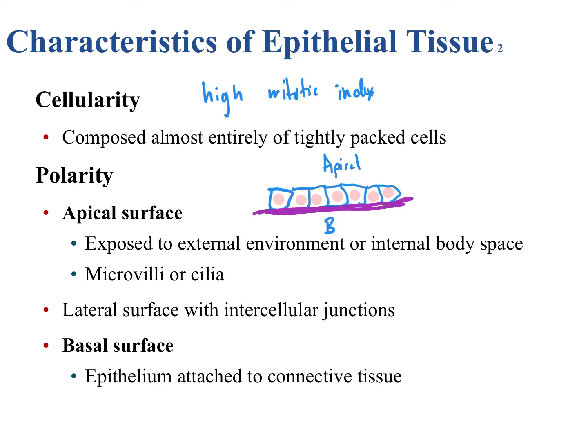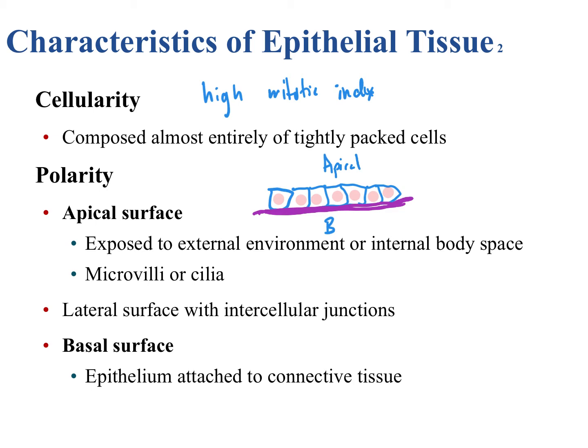is free. What does free mean? It means it is not attached to other cells. It could be exposed to the air, like in your skin, or in your respiratory membrane. It could be exposed to some type of fluid, but it's not attached to another layer of cells. Okay? So we have what's called a free apical surface.